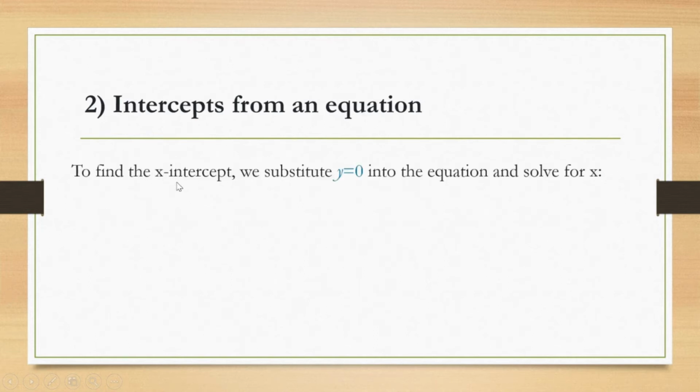To find the x-intercept, it is the same concept. You just need to substitute y equal to 0 into the equation. Then we get x equal to 5 over 3. So the x-intercept is (5/3, 0).